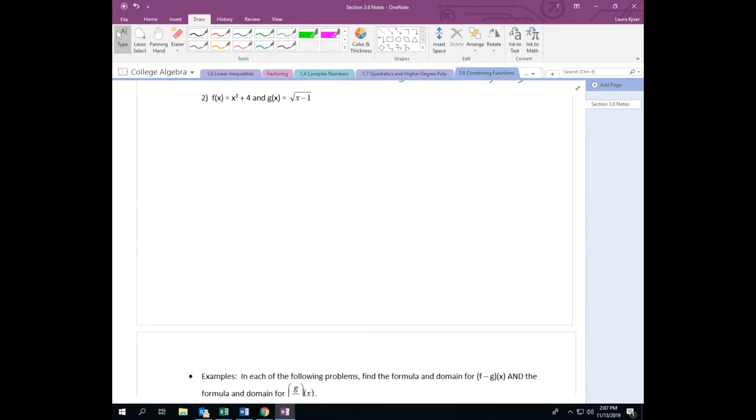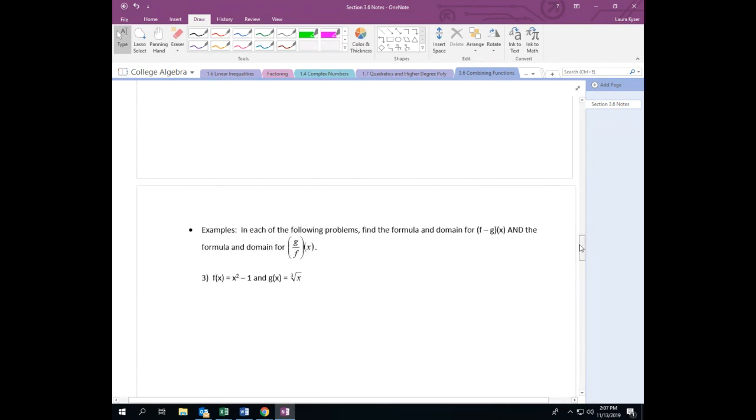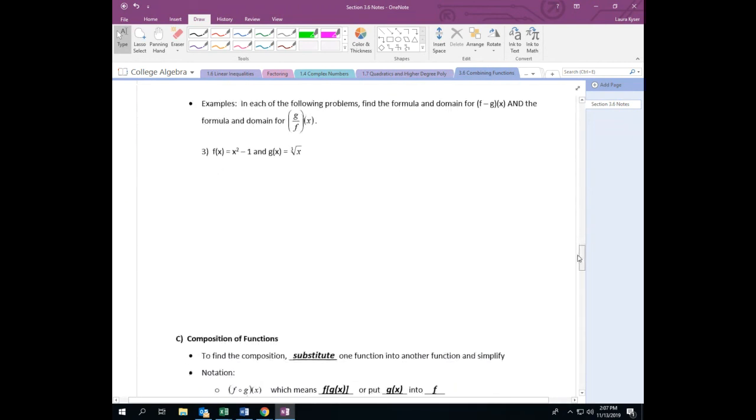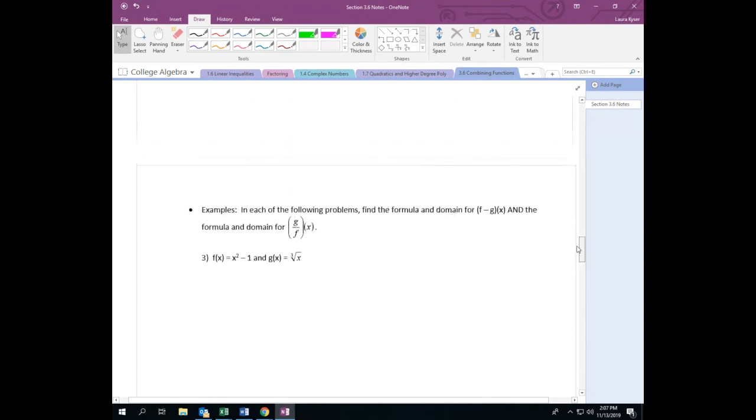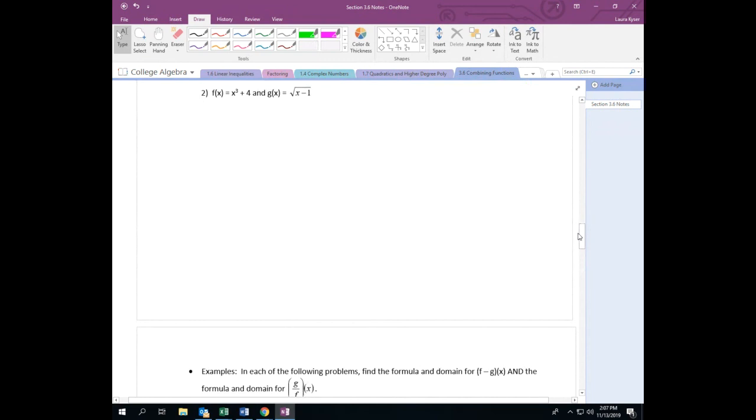There is a second example here for addition. It looks like then we get into examples for subtraction. Let's look at this other addition one. Okay. We have to do the same thing that we did before. F plus G, domain, F divided by G, domain.